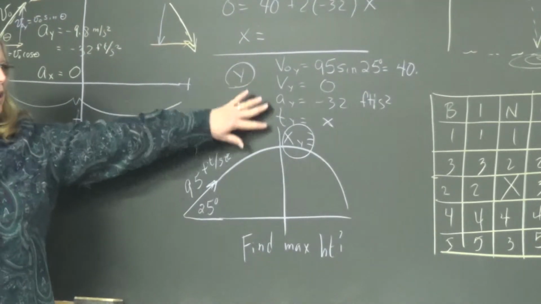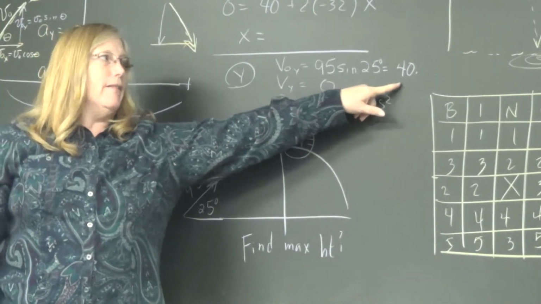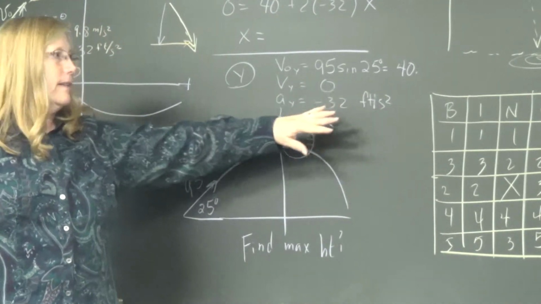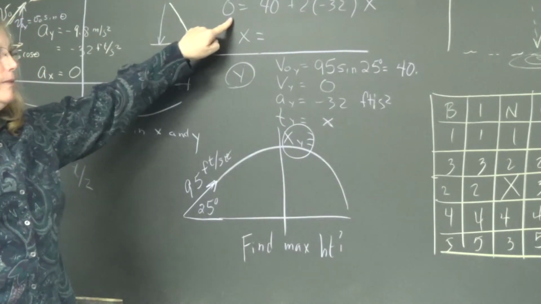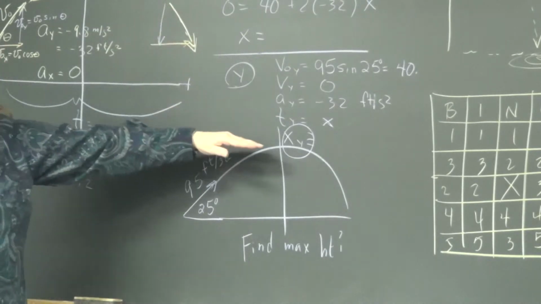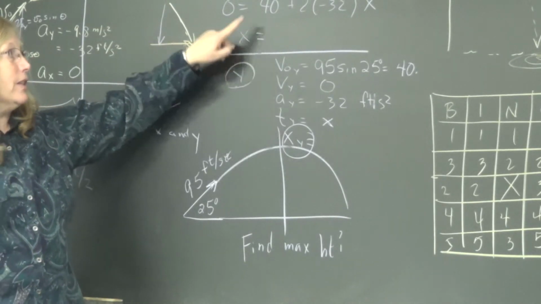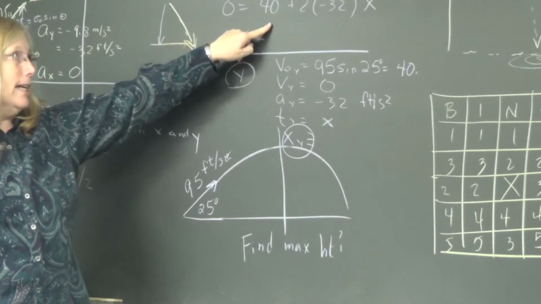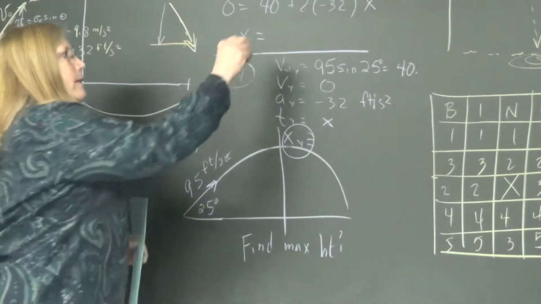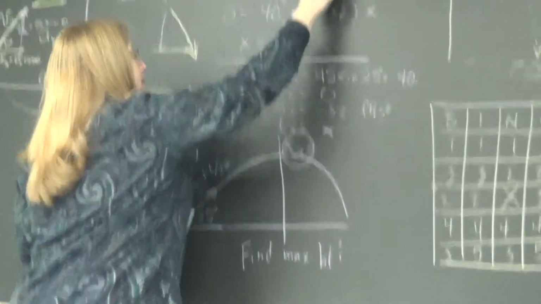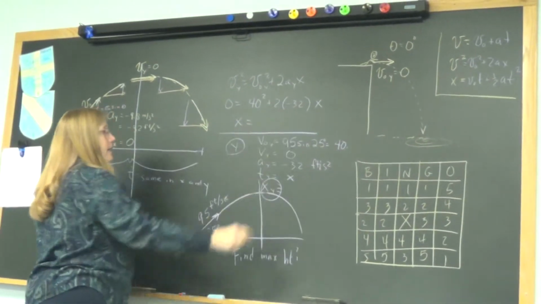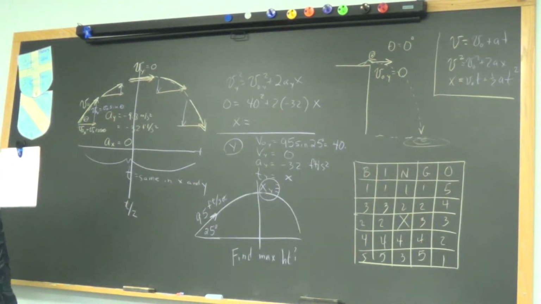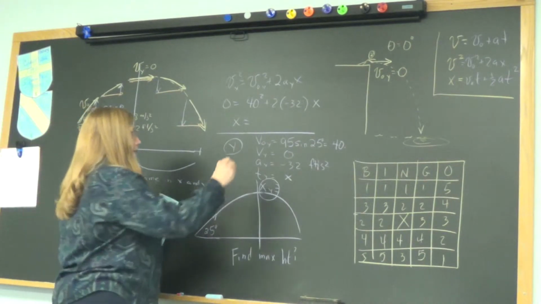So if you use the list the way I did, you get 95 sine 25 to be 40. Alright, so that works. Everything else is just given or understood, and I put in the squared equation. Remember, final velocity at the maximum height, there's no y component, so we have 0 equals the initial velocity in the y direction. This is all in the y direction. And we're going to get 40 plus 2 times negative 32, as we're working in feet. X is what we're looking for. So solving that, did you get 25 feet?